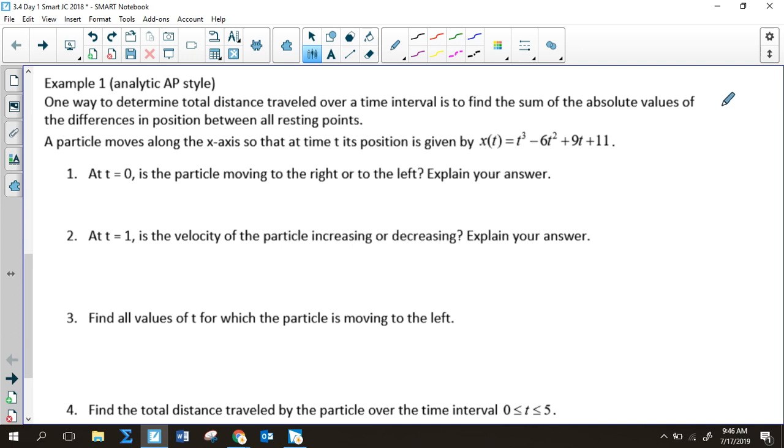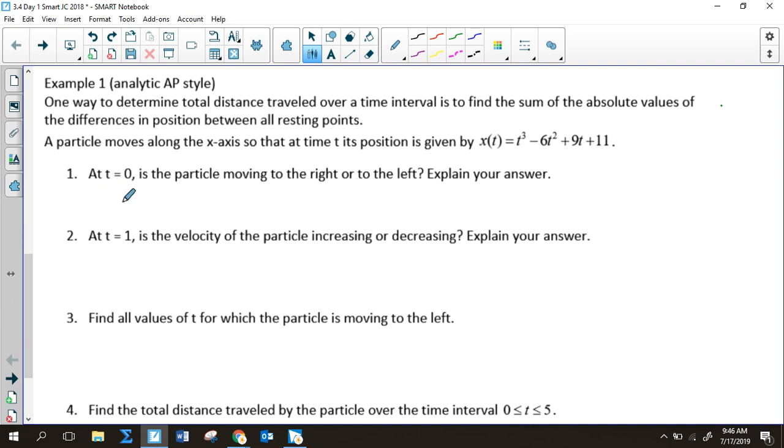One way to determine total distance traveled over a time interval is to find the sum of the absolute values of the differences in position between all resting points. This is actually going to relate to the very last question. So a particle moves along the x-axis, and at time t its position is given by this function.